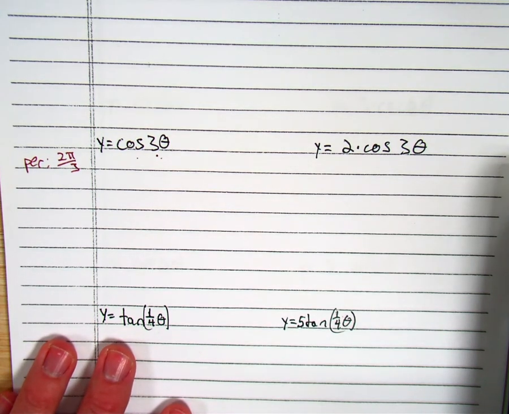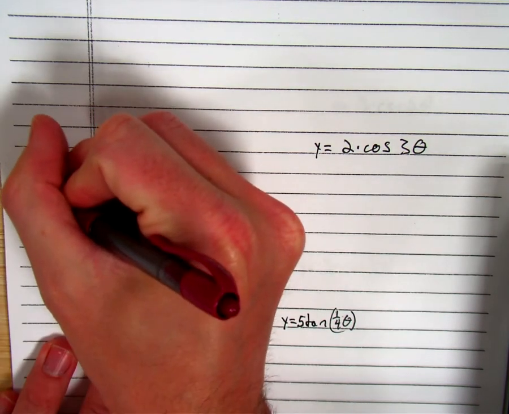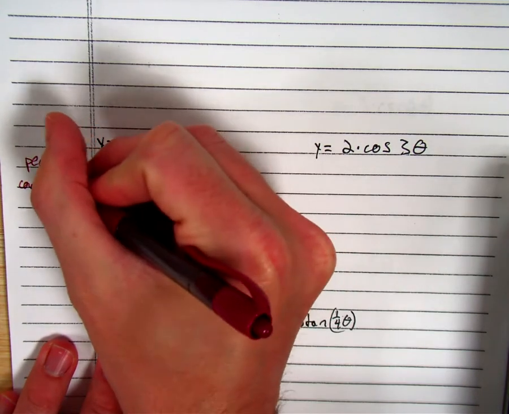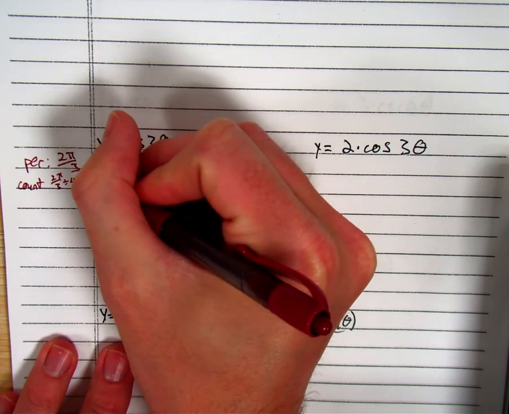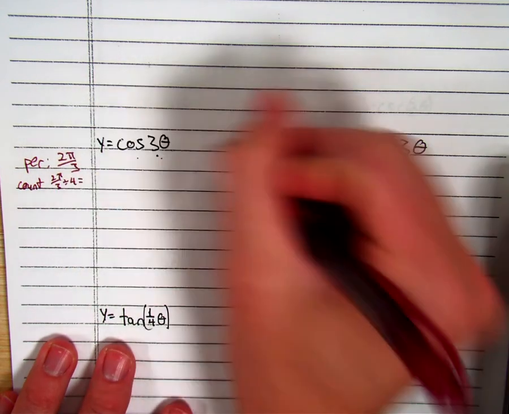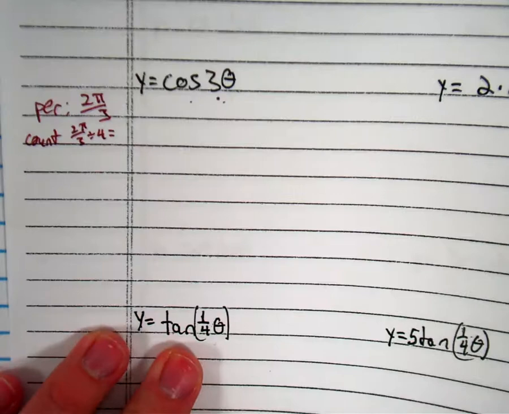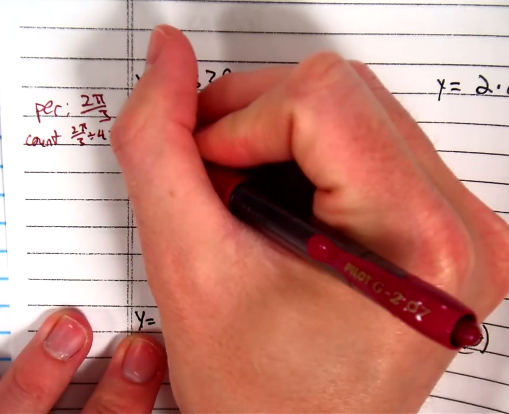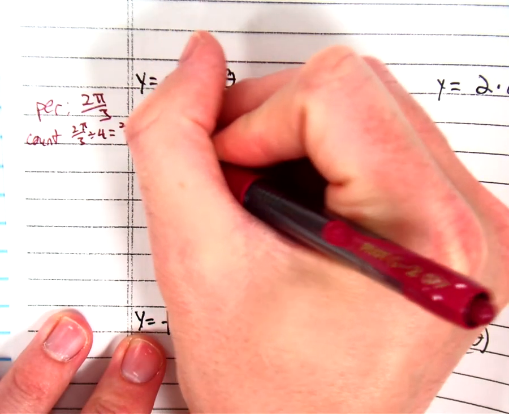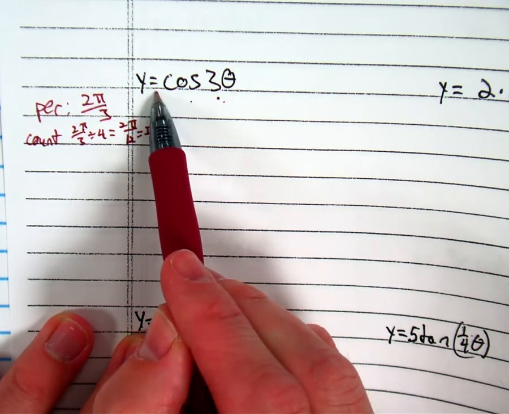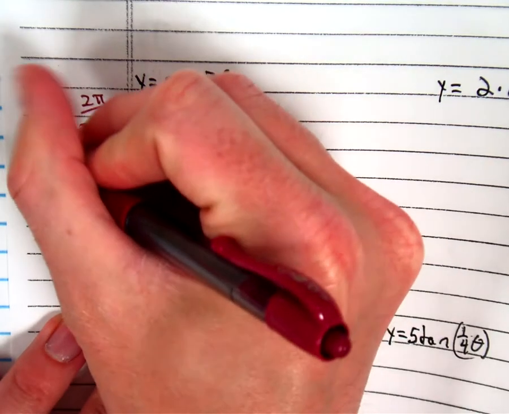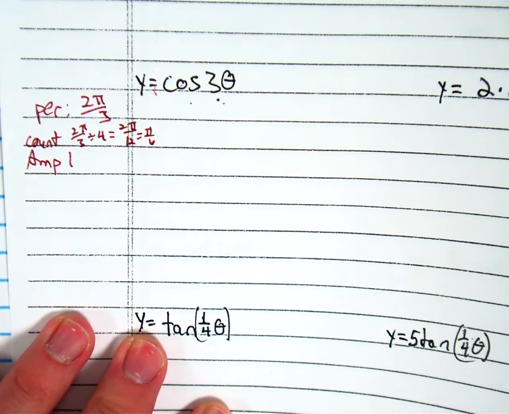Sine and cosine have 4 counting numbers. So we're going to count by, now this one's a little weird, 2 pi over 3 divided by 4. That's the same thing as multiplying by 1/4. So this is like 2 pi over 12. We're going to be counting by pi over 6's. Amplitude, there's nothing in the front, so it's just a 1. Okay, and then we'll graph it, and we'll come back maybe and do our domain and range.